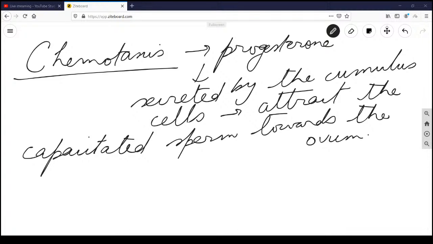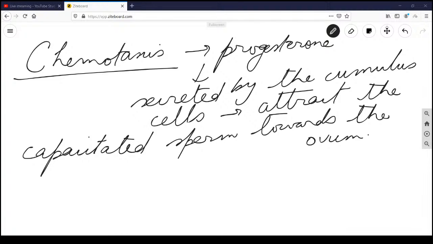Now the human cumulus also appears to make a substance that attracts sperms, other substances also. But research is still underway to understand what substances those are and how it can help.